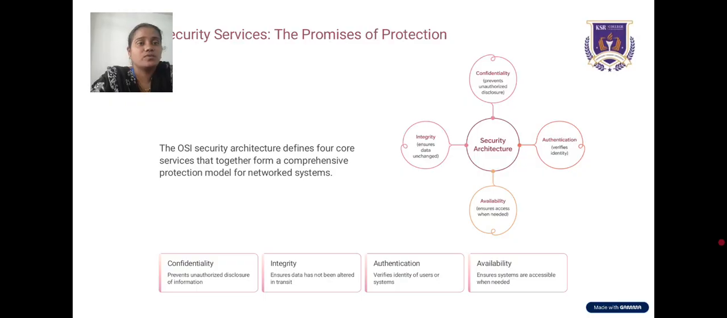Next one is security services. There are 4 comprehensive protection models of networked systems. First one is confidentiality, second one is integrity, third one is authentication, fourth one is availability. Confidentiality means preventing unauthorized disclosure of information. Second one is integrity. Integrity means ensuring data has not been altered in transit. Third one is authentication, which verifies identity of users or systems. Fourth one is availability, which ensures systems are accessible when needed.